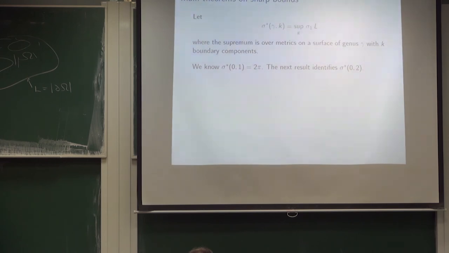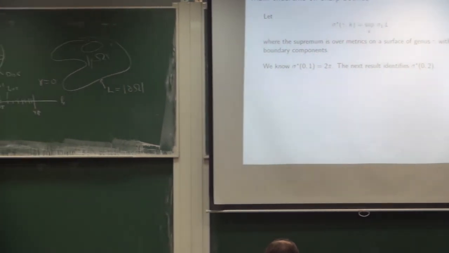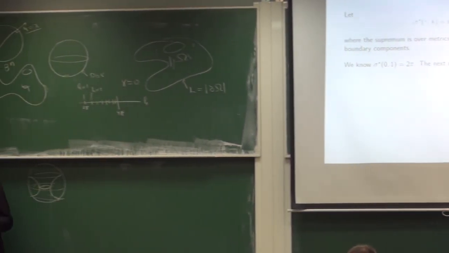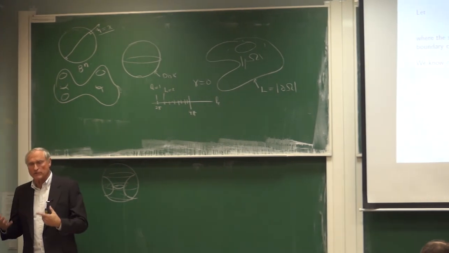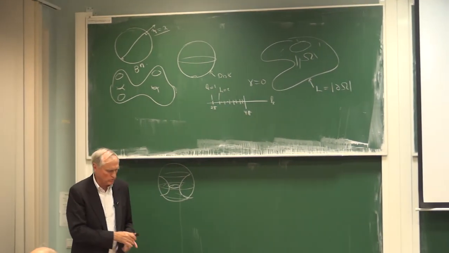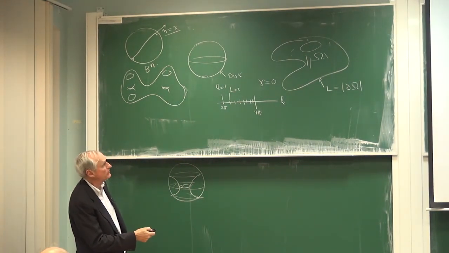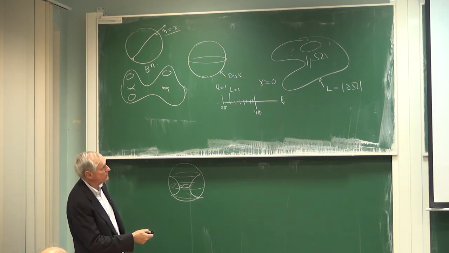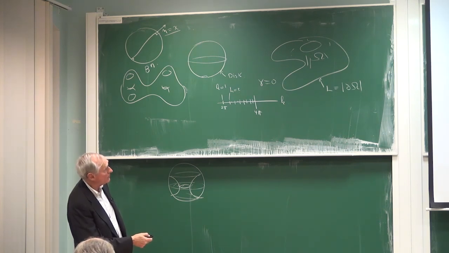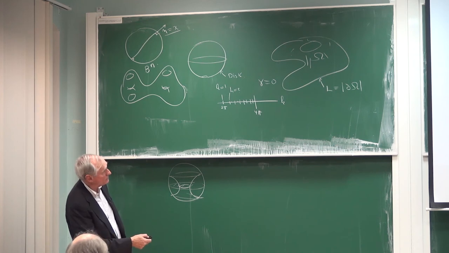So generally, we showed that if you take, say, oriented surfaces of genus gamma and k boundary components, the eigenvalue sigma 1 times L is bounded from above. And so we can then look at a number, which is the sup. So we'll call that sigma star. So we take the sup over smooth metrics of sigma 1 times L, and then that's a finite number. We have an upper bound on it. Okay, and then in particular, sigma star of 0,1 is 2 pi. That's just the Weinstock theorem.